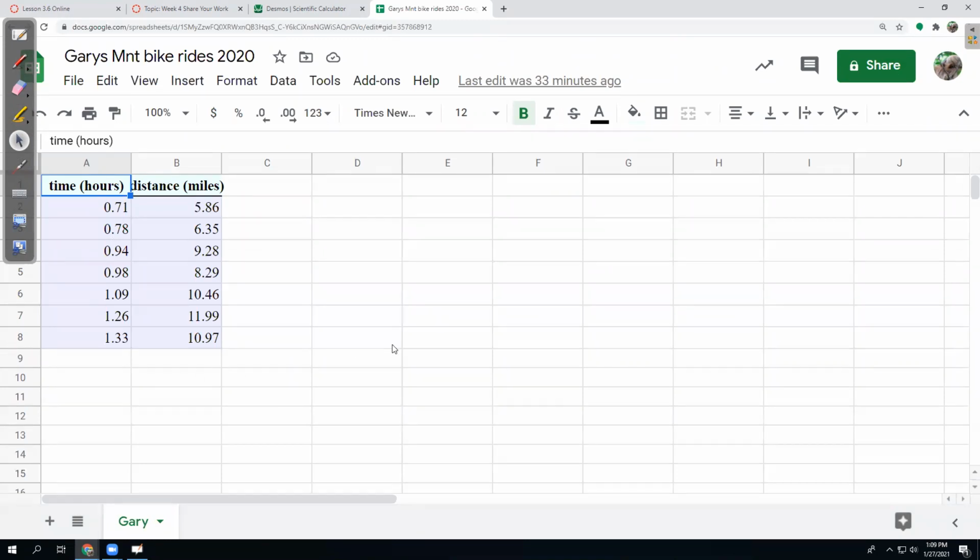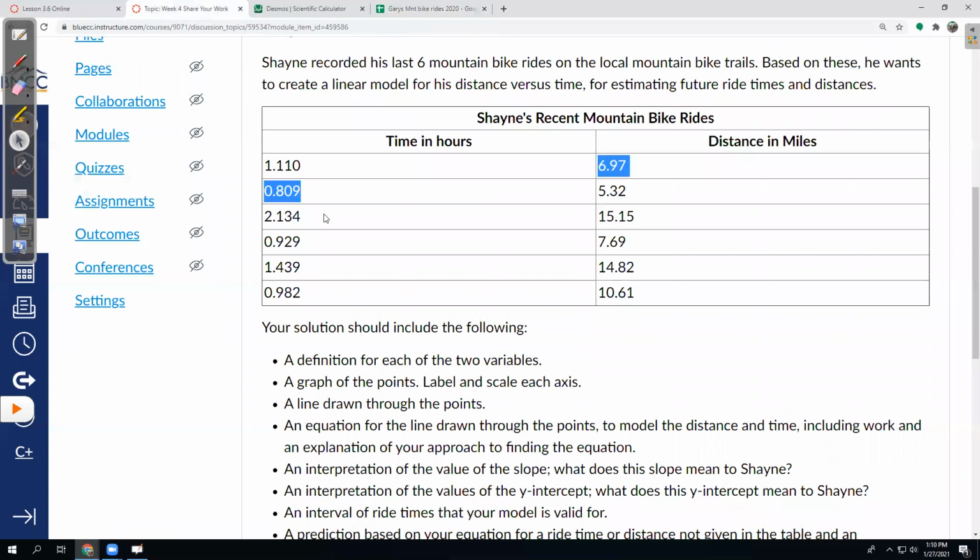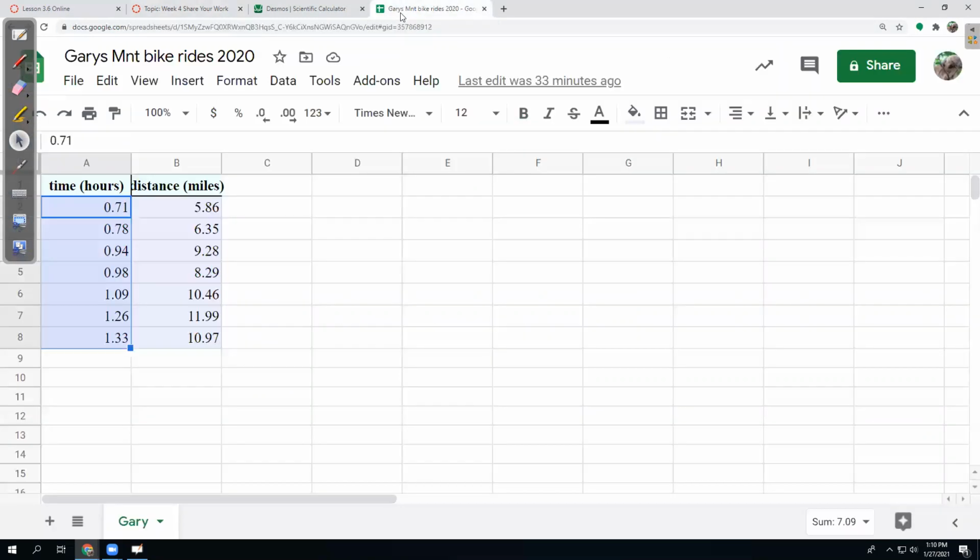Okay, thank you. All right, so here are my rides here, and this group of numbers, I put them in order. And you should notice that for Shane's ride, they weren't in any particular order in terms of time. Maybe he rode this one a month ago, and this one was the week after that, and that was the week after that. So keep in mind, the order in the table is not going to be the order on the graph necessarily.